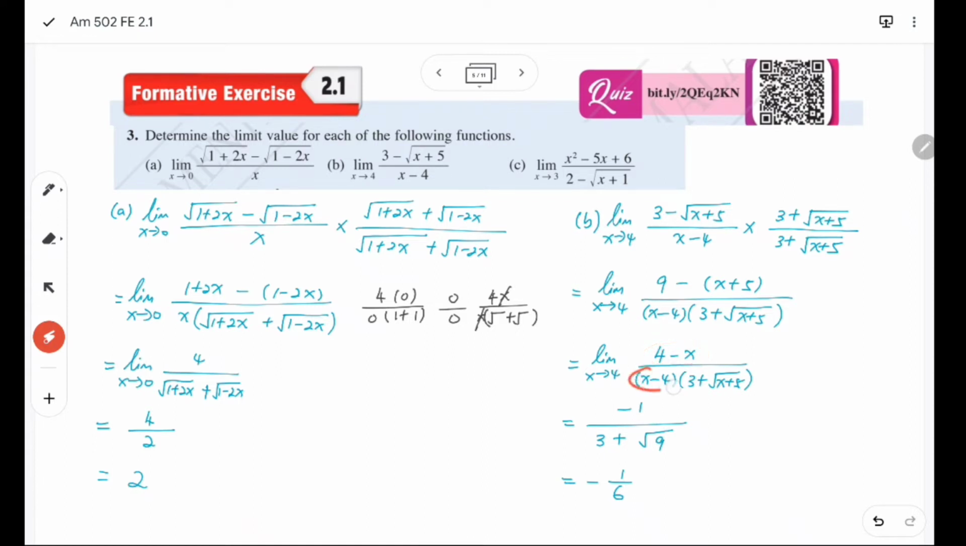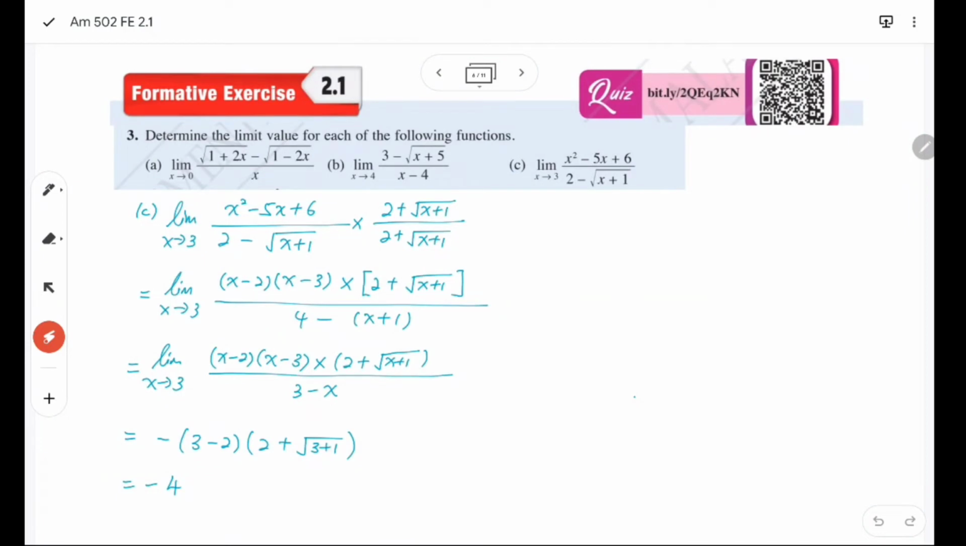4 minus x and x minus 4, they are actually common factor, and this is negative 1. So we get negative 1 over 3 plus square root of x plus 5. Now we try to substitute x equals to 4. So we get negative 1 over 3 plus square root of 4 plus 5, which is 9. Then we get negative 1 over 3 plus 3. Then I get negative 1 over 6.